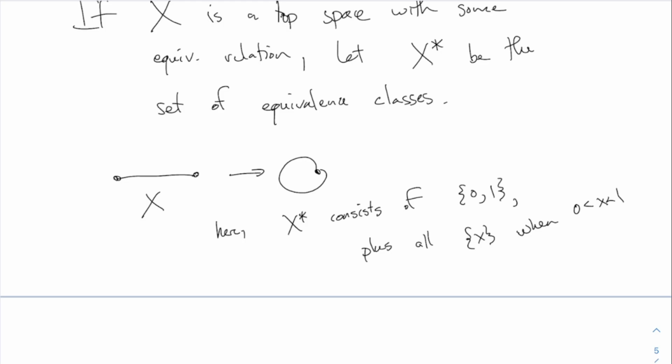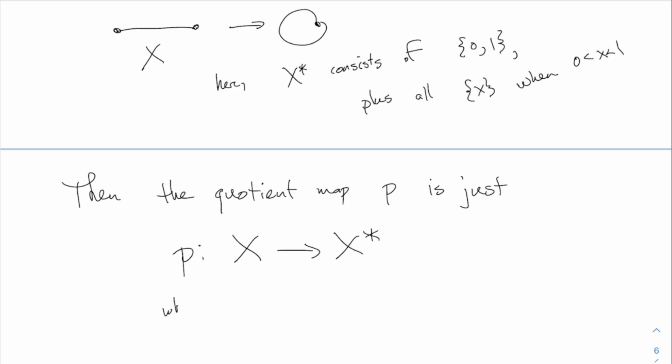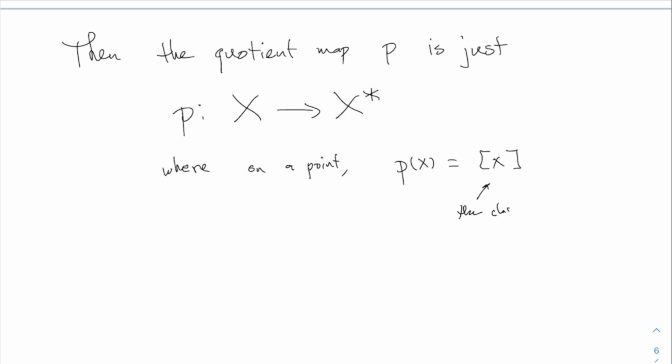And then, I will just say this, leave us with this, then the quotient map, the P, is just like this. X goes to X star, where on a point, P of a specific point equals, I will write it that way, the equivalence class of that point. All right. In our favorite example, what does this function look like? Well, every individual number is just in its own class. So most of the numbers just go to themselves, but the numbers 0 and 1 are mapped both to the same point over here because they go to the same equivalence class.